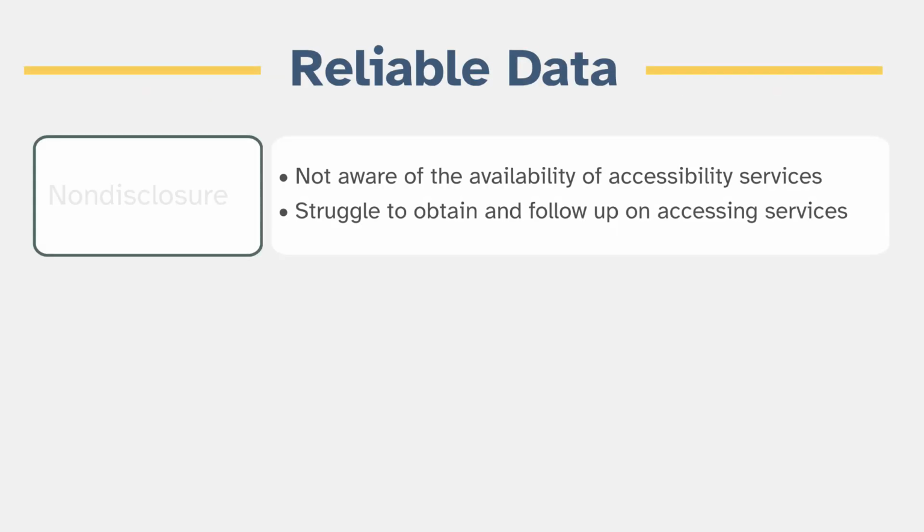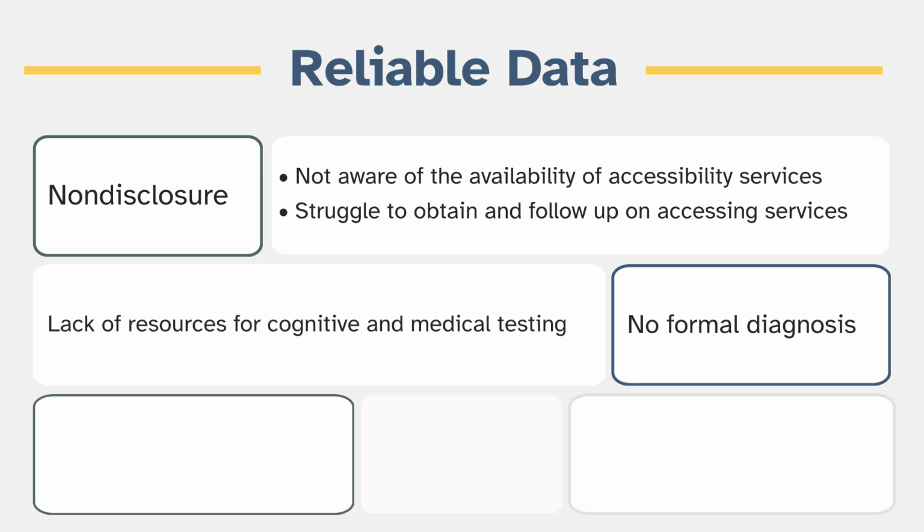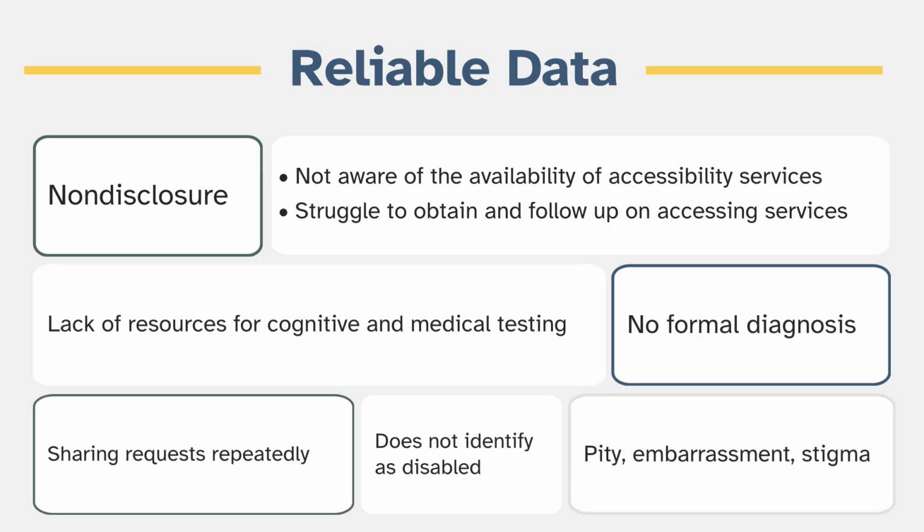Despite growing awareness, accurately determining the prevalence of neurodivergent students in higher education remains challenging for several reasons. Among them, non-disclosure, limited awareness of services, barriers to accessing services. Students may struggle to obtain documentation, navigate institutional processes, or follow up on accommodations. Limited resources for assessment. Cognitive and medical testing can be costly, time-consuming, or inaccessible.